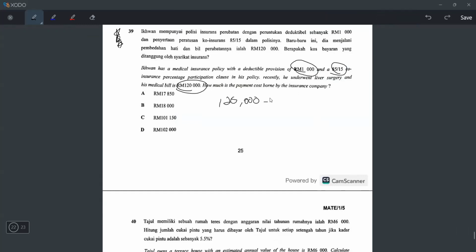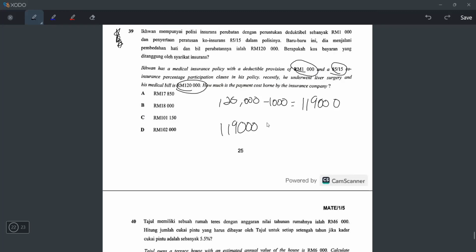120,000 have to minus with 1,000 first. Some students, they go and times first, and then it's wrong already. You have to always minus first. Okay, remember that. Always minus deductible first. For medical, it's like that. For other insurance, fire insurance or car insurance, then it's different one. But for medical, it's like that. You have to minus the deductible. Always start with minus the deductible first, and then only you times with the percentage.